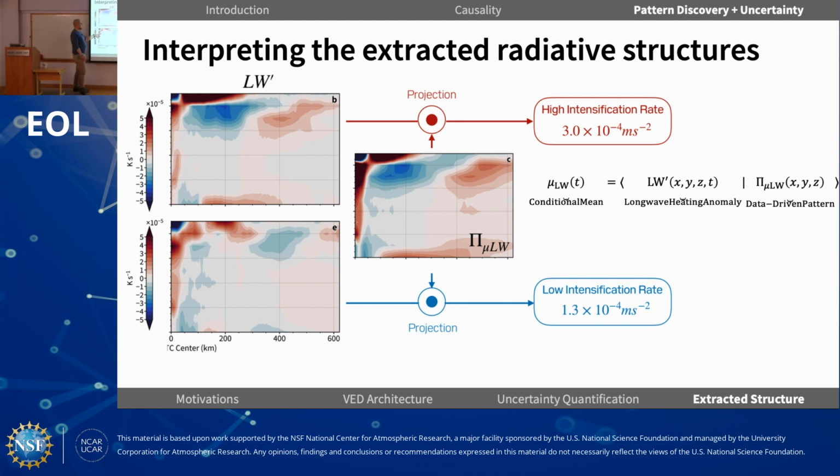On the other hand, if this longwave anomaly structure is structured differently, very dissimilar to this extracted structure, we will have a lower intensification rate. So the idea is that if for a certain sample we have the anomaly pretty close to this, you get a higher intensification rate. That's the idea.